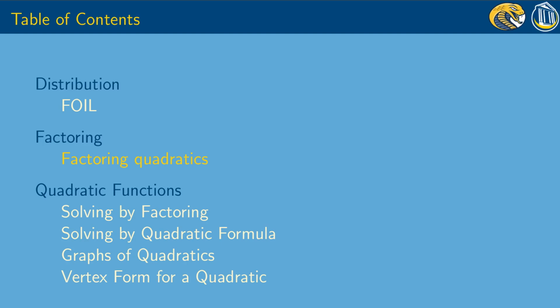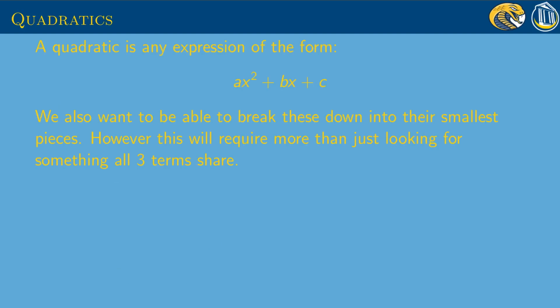Now, how do we factor quadratics? A quadratic is any expression that's in the form a times x squared plus b times x plus c, where a, b, and c are just numbers. What we want to do is be able to break these down into their smallest pieces.